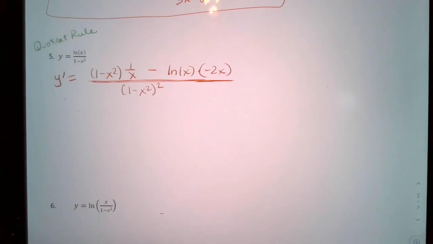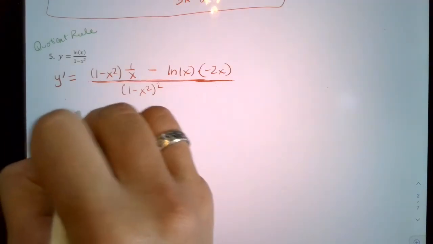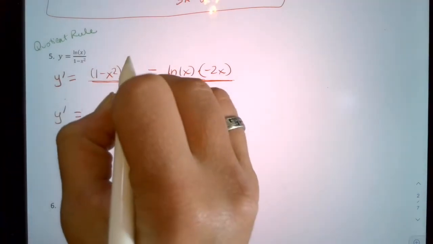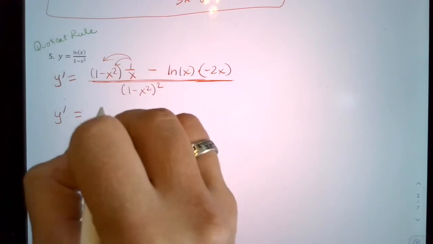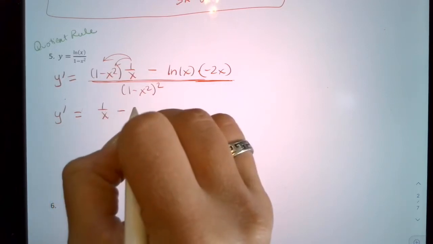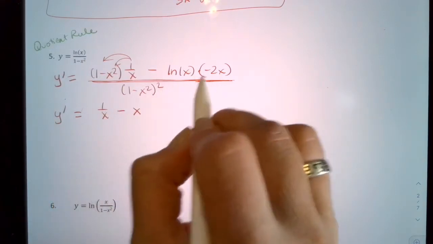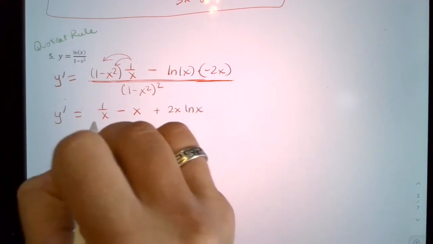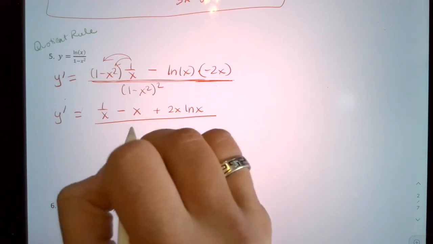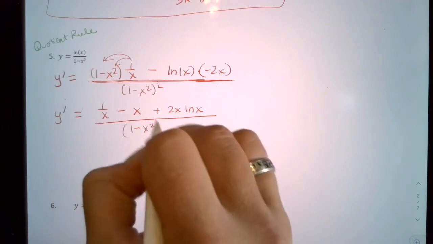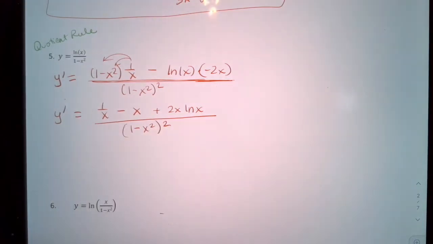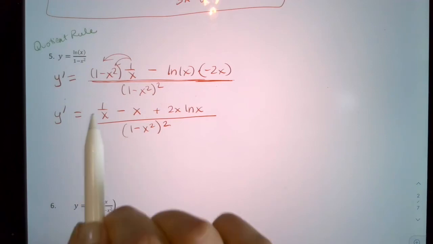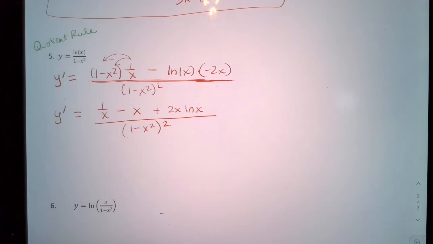I am going to clean this up slightly just to make it look better. I always like to clean up negatives because they bother me. So I'm going to go ahead and distribute this 1 over x to both of those terms. And I'm going to clean up the double negative in there, right? That's positive 2x natural log of x. Oops. And there's that denominator. Now, math people do not like the way that this looks because there is a fraction in a fraction. That is a complex fraction.